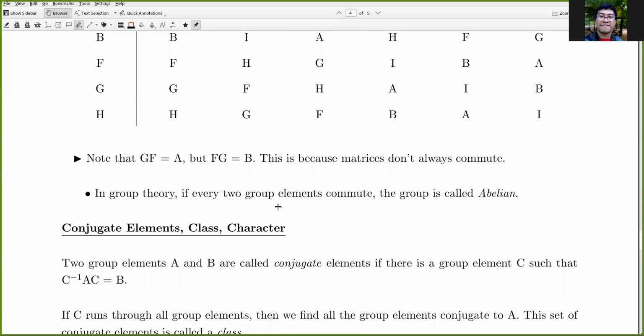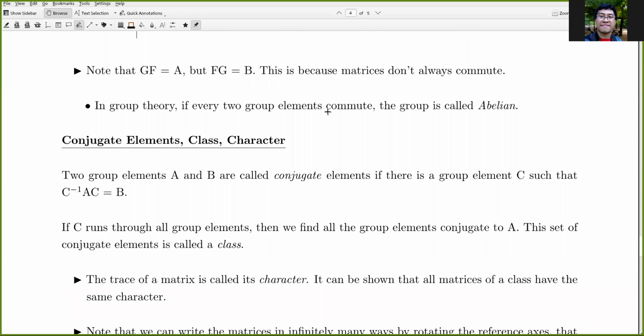In group theory, if every two group elements commute, then the group is called abelian. So in this case, the symmetry group of the equilateral triangle is not abelian, or is non-abelian.